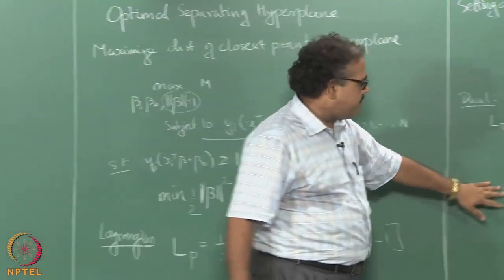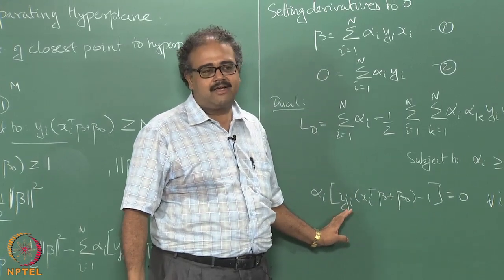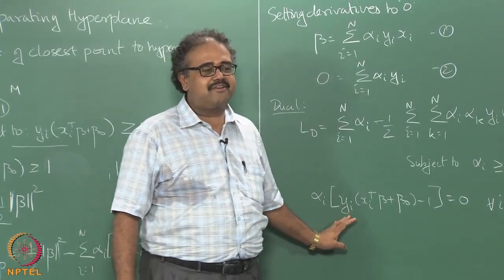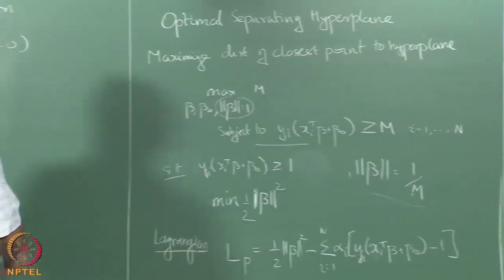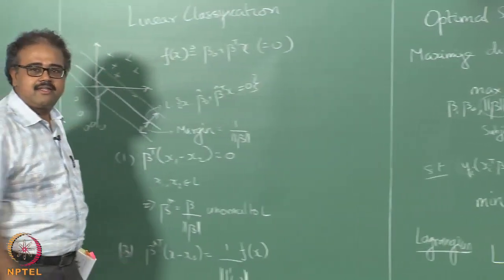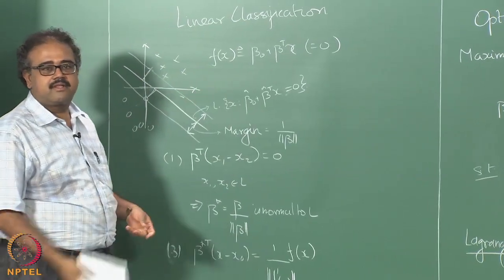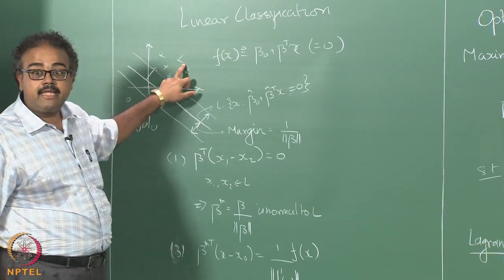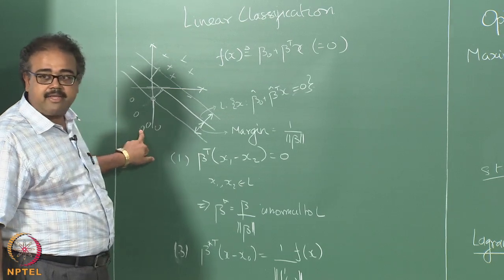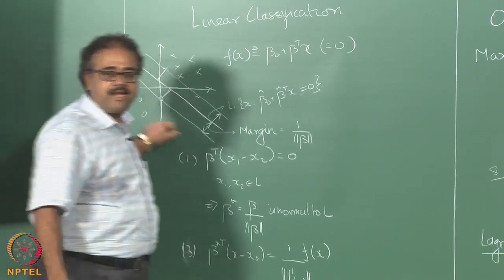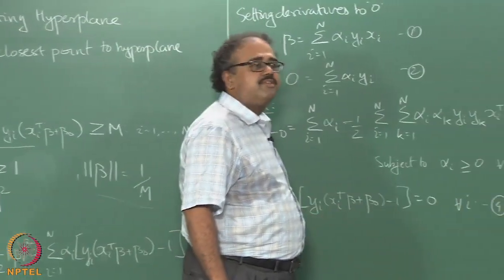So this has to be 0 when this guy is not 0. Right? So when will this guy be not 0? When it is not the closest point. If xi is the closest point, it will be bang on the margin. For a point here, that term will be 0. For a point here, the term will be greater than 1. So since the term will be greater than 1, the term in the square brackets will be non-zero. So alphas have to be 0.